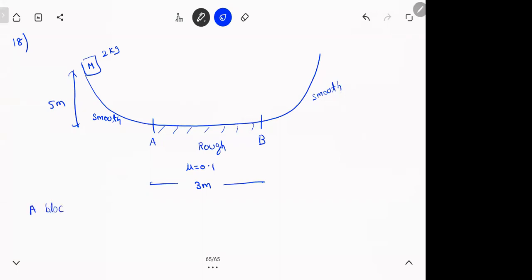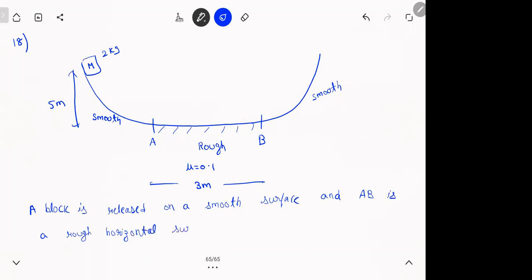So block is released on a smooth surface. So basically it moves by sliding on the rough part, and AB is a rough horizontal surface. Now, if you leave the block like this, what will happen? First, it will go like this, but it won't go to the same height now because you lose some energy while going on the rough part. Then again you come back, again you go, you keep going, and finally you stop.